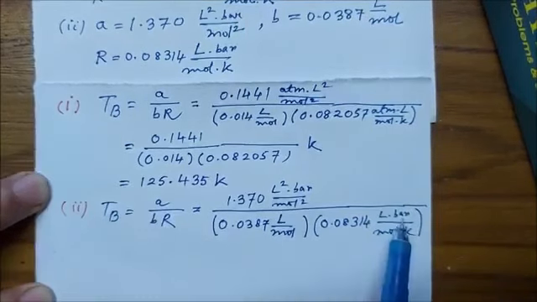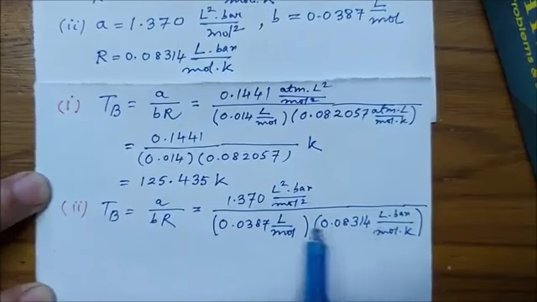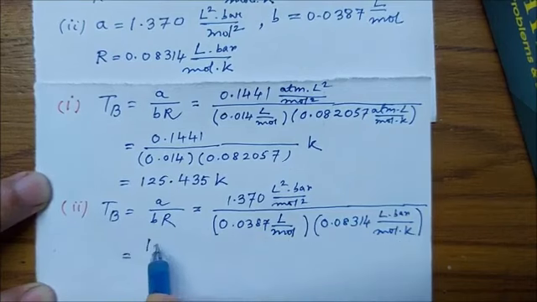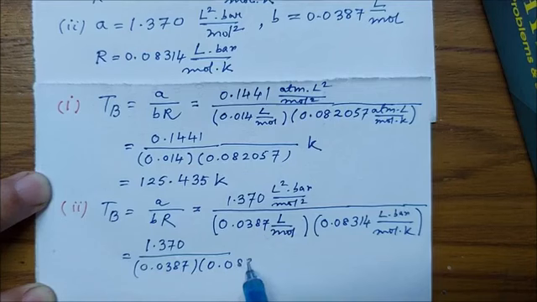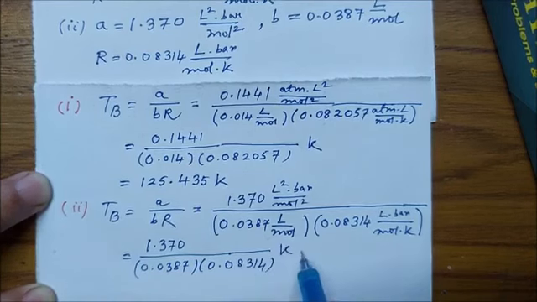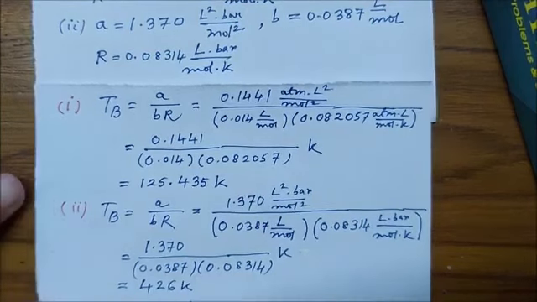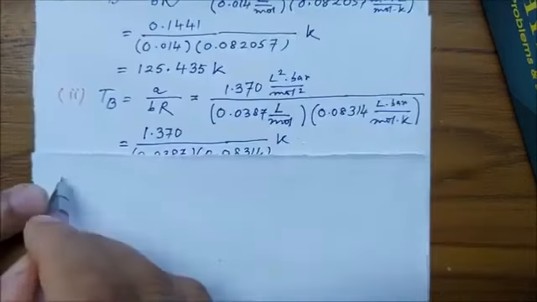As before, these bars will cancel, L square and L square in the denominator will cancel, mole square, and here also we have mole square, so they will also cancel out, and we only have Kelvin. On evaluation, what we get is 426 Kelvin. So these are the Boyle temperatures from the given data. We move on to the next problem.